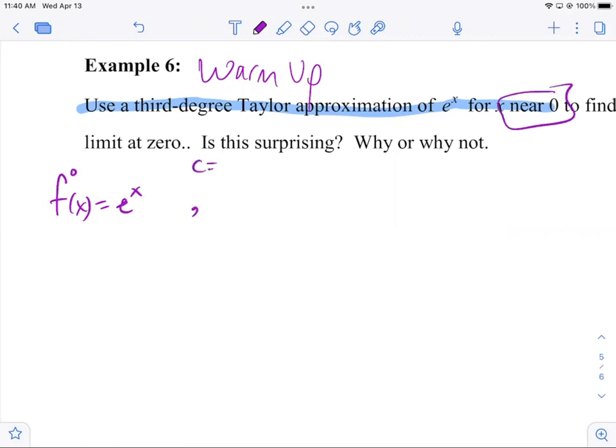So we're going to center it at 0. Let's write that up here. The center is 0. That's the center of the approximation. That's the point of tangency, essentially. So what is f of e? I'm sorry, what is f of 0? It is e to the 0, which is 1.